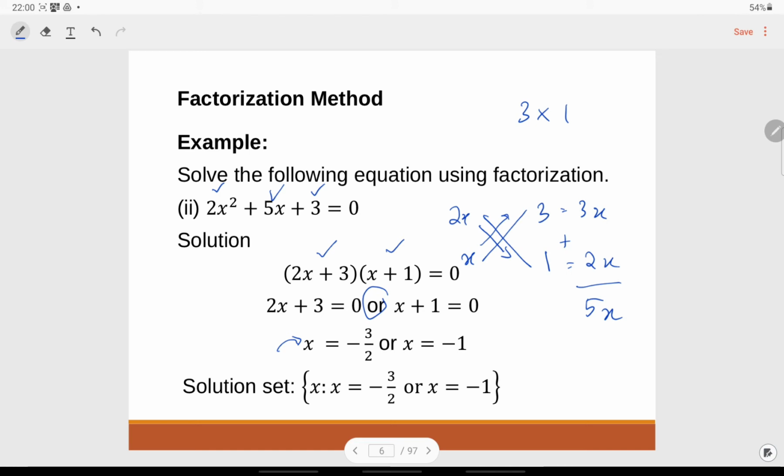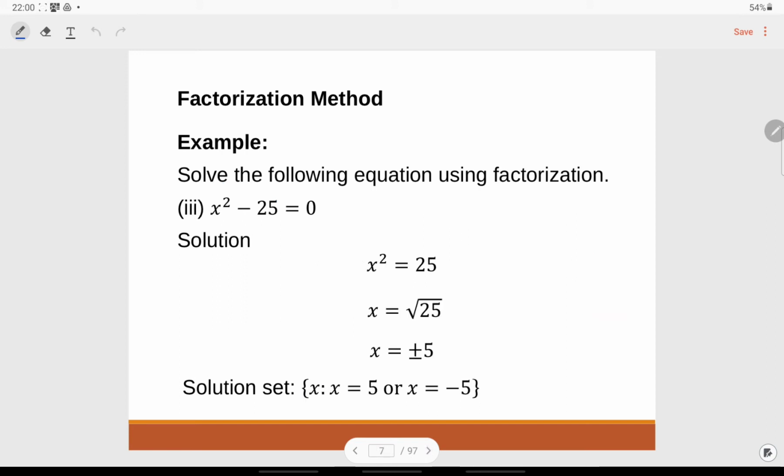So represent the answer in the set form. So have these curly brackets to enclose the answer. So we have values for x equal to negative 3 over 2 or x equal to negative 1. Alright, now we move to the third one.